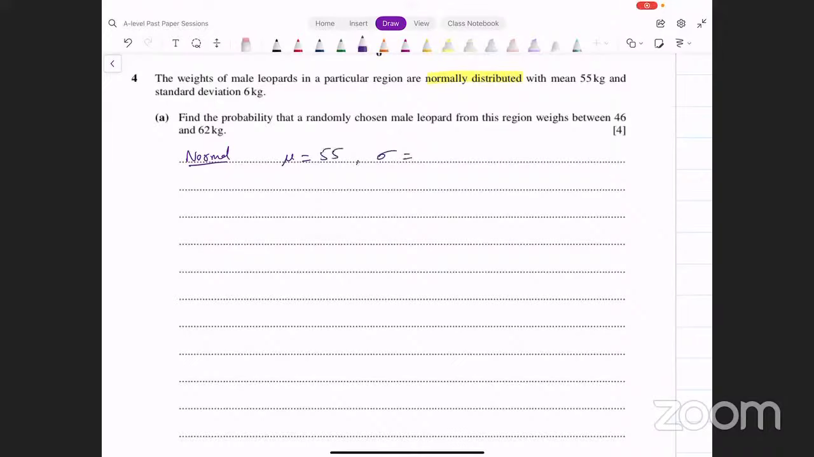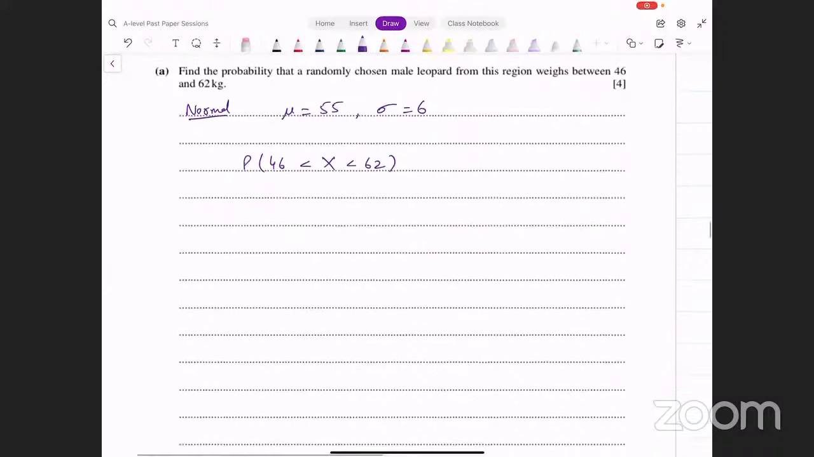And the standard deviation is 6. Okay? We have to find the probability that a randomly chosen leopard has a weight between 46 and 62 kilograms. So if you are representing weights by this letter X, we are looking for the probability that X is between 46 and 62. इनके दरमियान में होने की probability निकालिए.